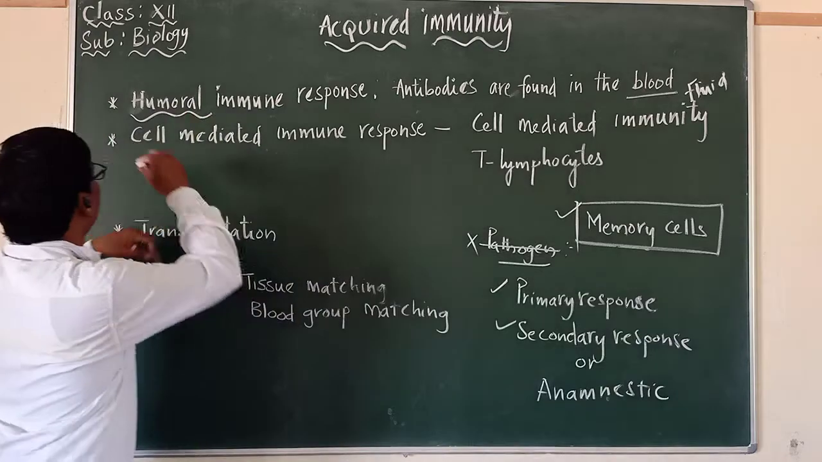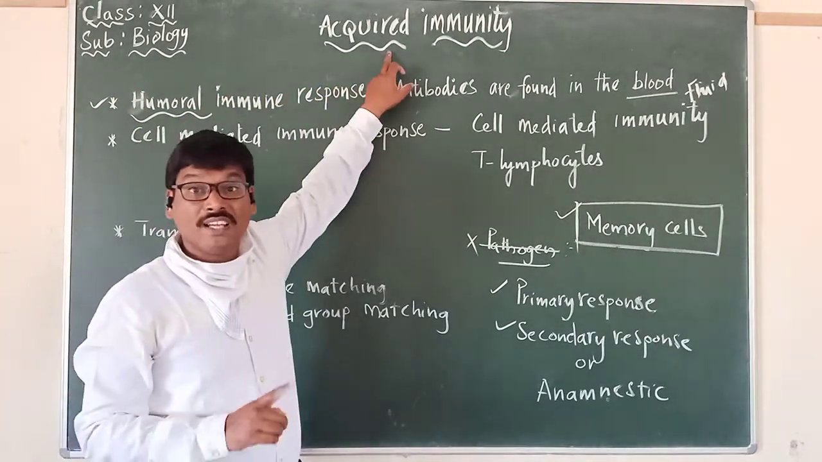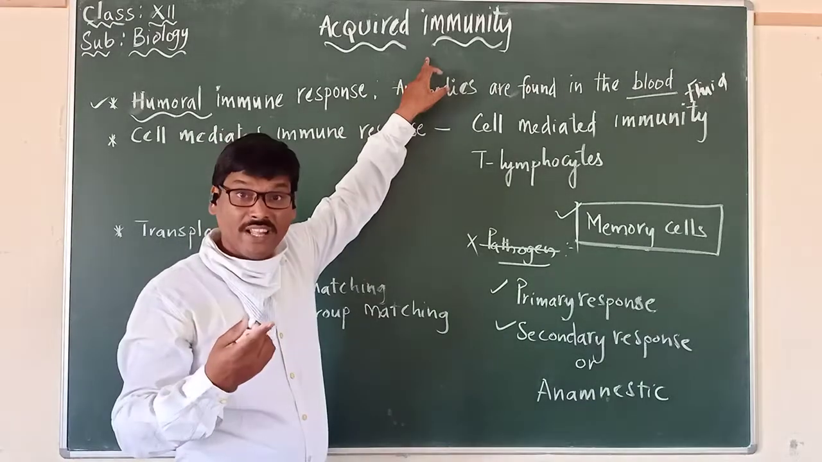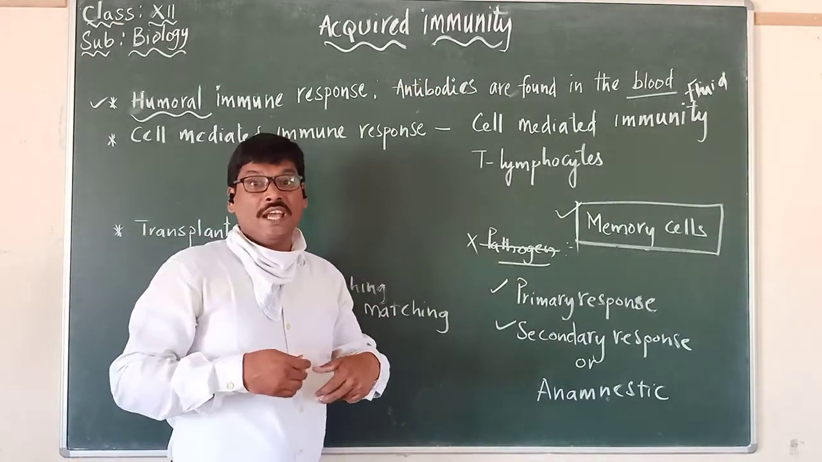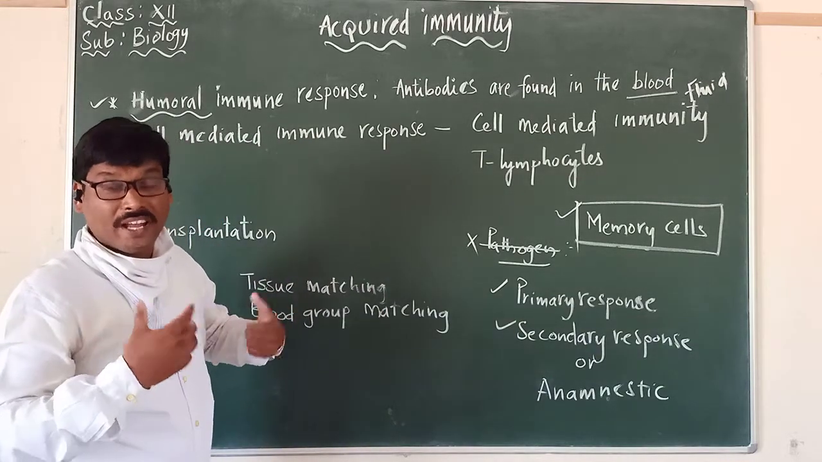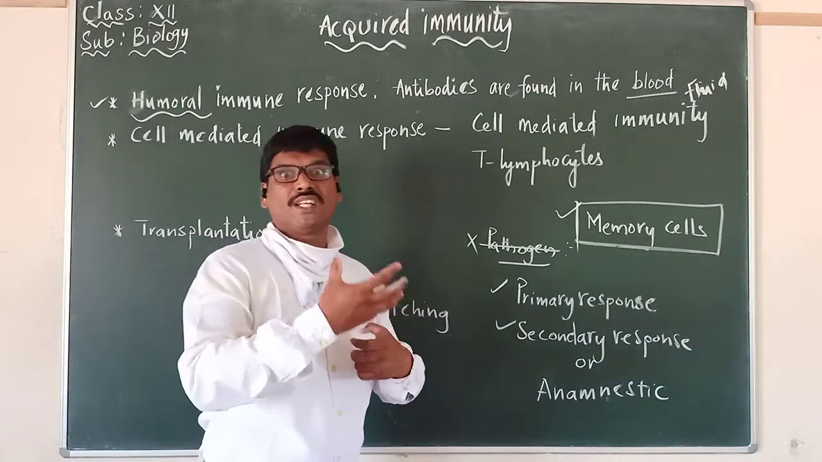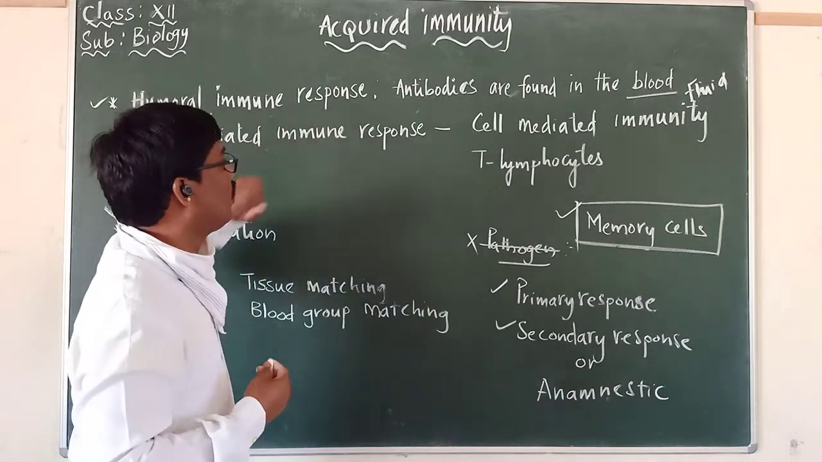So that we are calling as what? Humoral immune response, which is one type of what? Acquired immunity. We are acquiring the immunity when we are encountering the disease-causing pathogen.